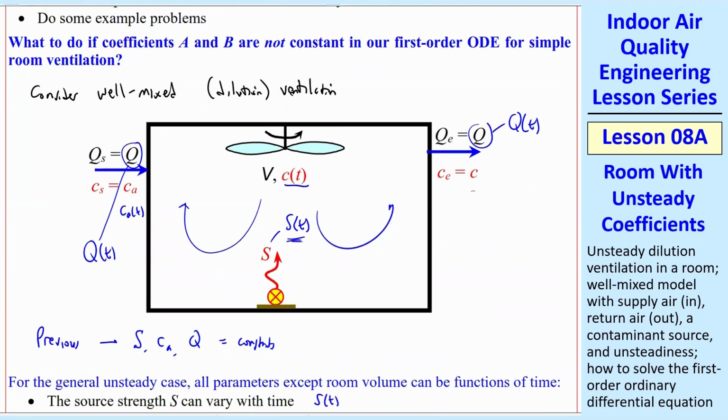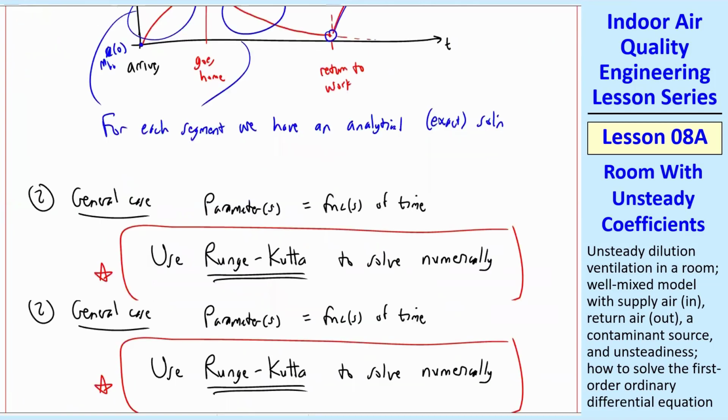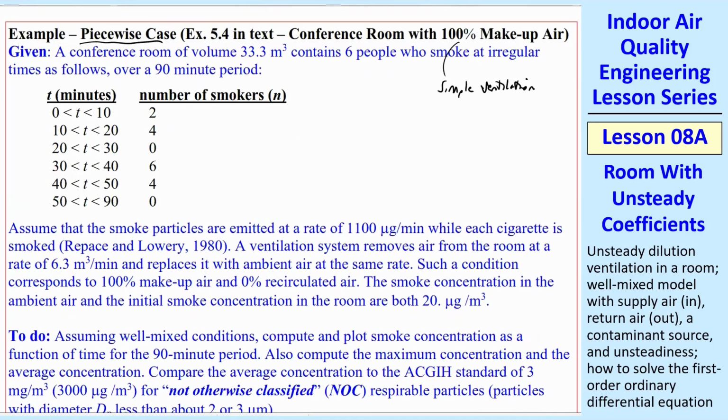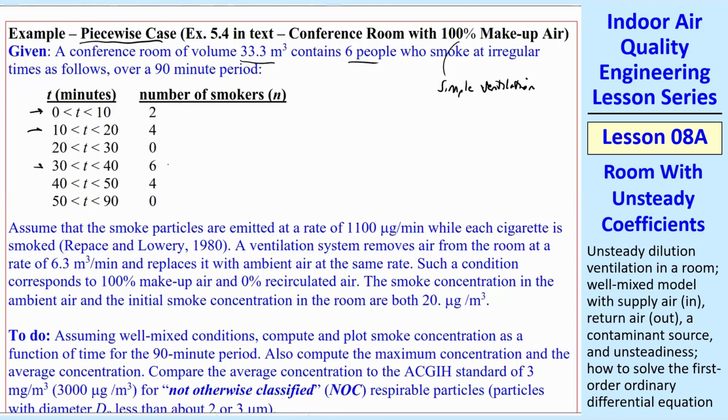In this case, we have more than one source. So in this case, we're talking about smokers. We have a conference room here, volume given. It contains 6 people who smoke at irregular times over a 90-minute period. So this is the number of smokers. So 0 to 10 minutes, 2 people are smoking, 10 to 20 minutes, 4 people are smoking, then nobody's smoking, then 6 are smoking. You get the idea. We have different numbers of people smoking. This is exactly the kind of problem that we will treat as a piecewise problem.